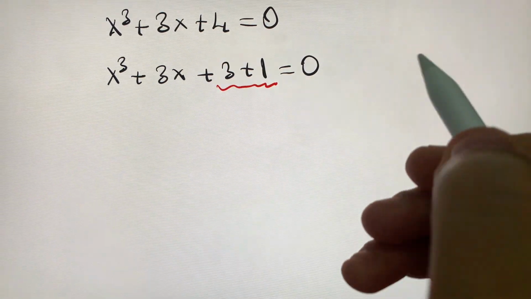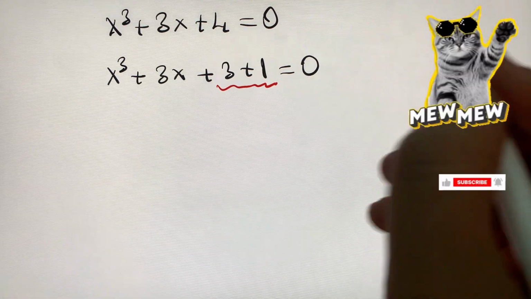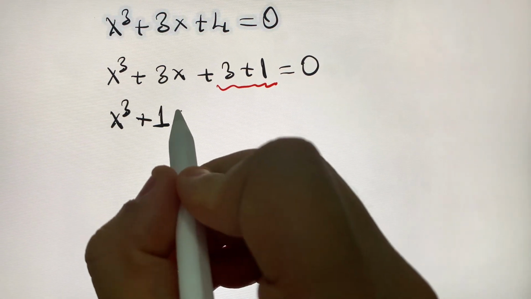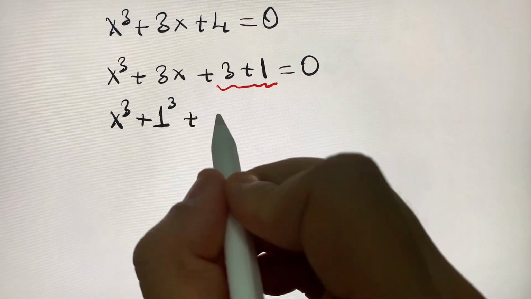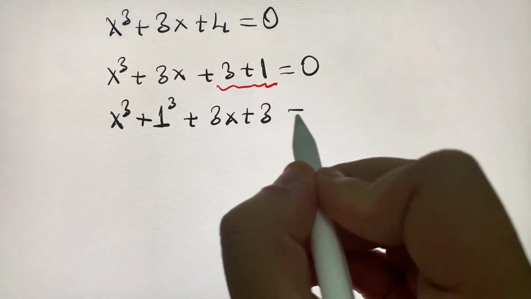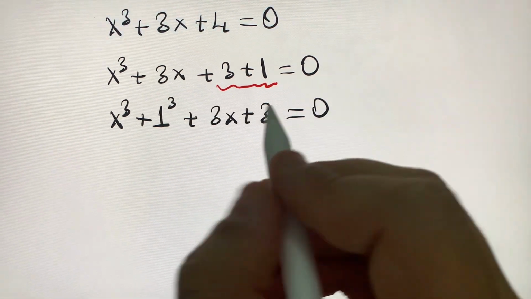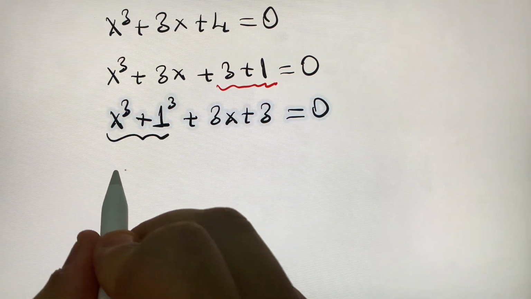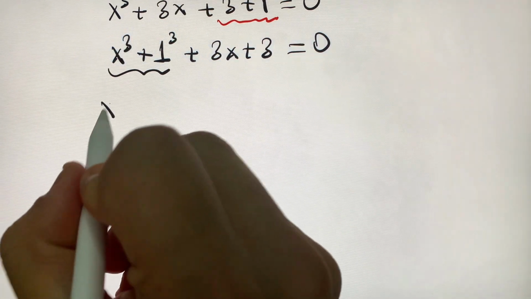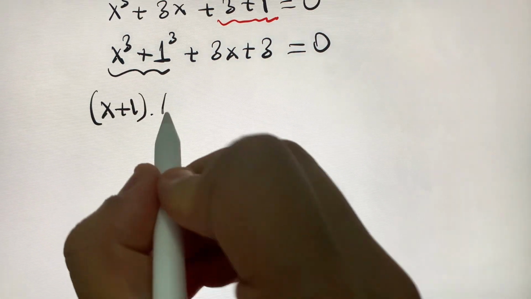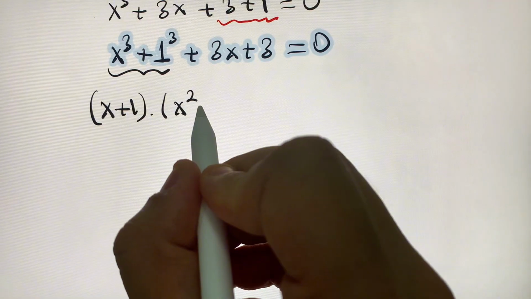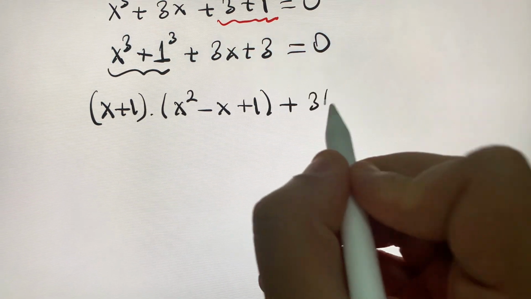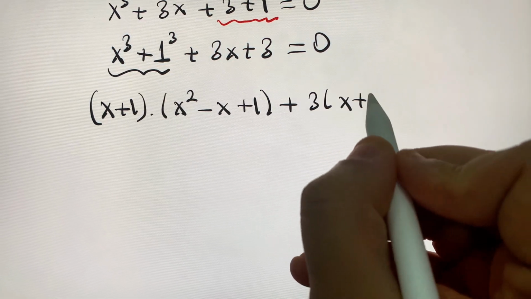If you pay attention, we're trying to do some magic here. Next to the x cubed, if we place 3 it won't change. So I got 3 times x plus 3 equal to 0. Look, if you pay attention, this is a cube expansion. If I open this again, please see the expression here: x plus 1 times x squared minus x plus 1, and plus 3 times the bracket x plus 1 is equal to 0.